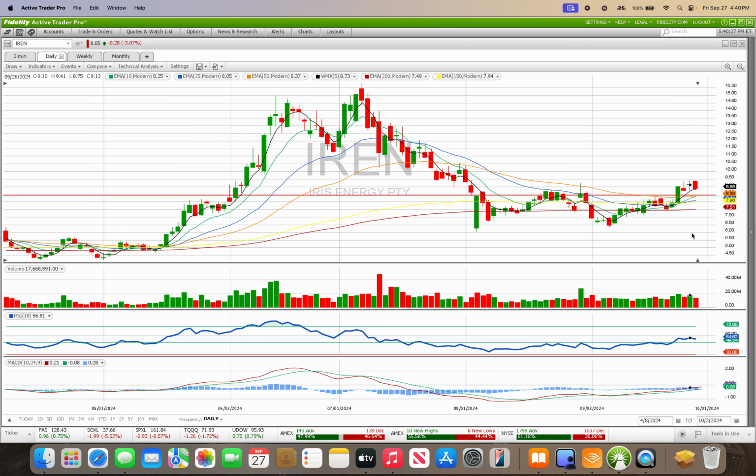Slight pullback after, what, a 30% gain, so you get a 3% pullback. Hopefully we don't get more than a 5% pullback, and then it goes right back to the races to go back up to 15 and do a double. Close to a double from where I bought it at least.